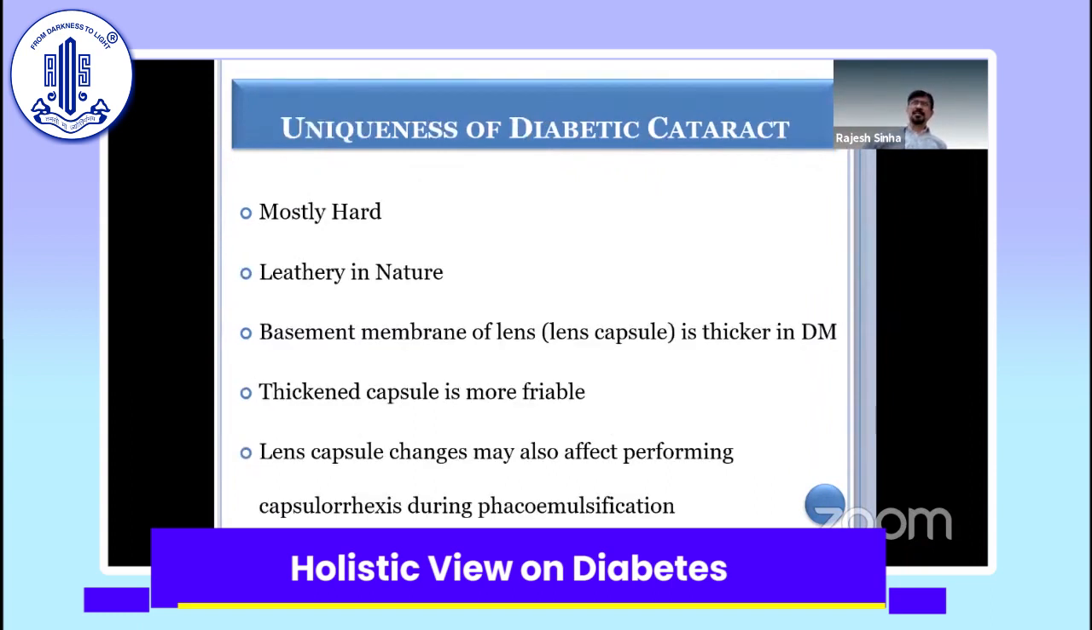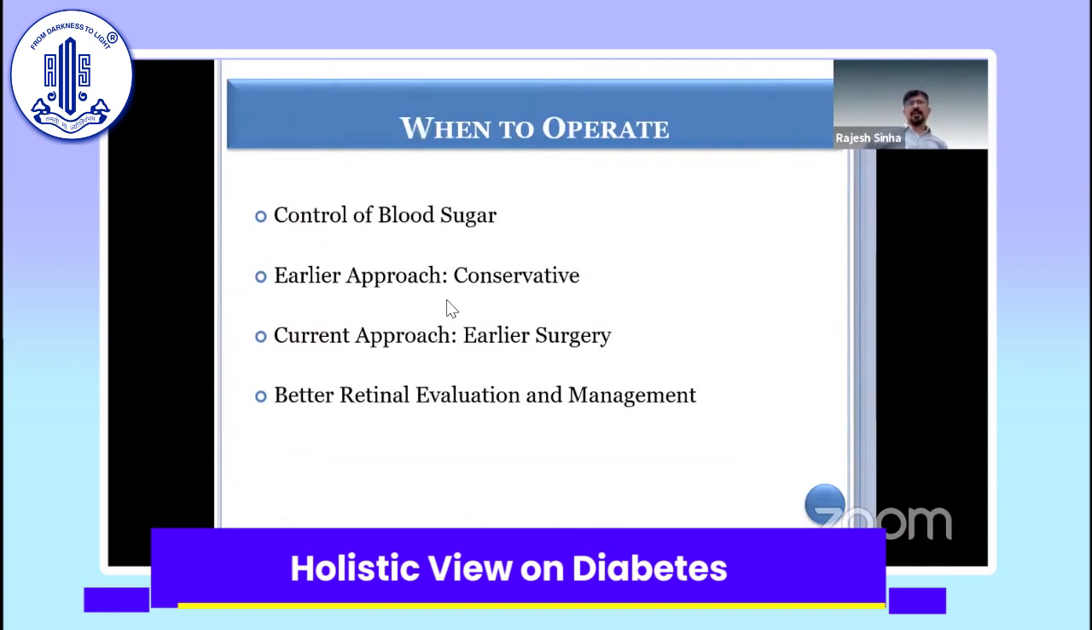These diabetic cataracts have some uniqueness because diabetes is a disorder of the basement membrane. So it works on the lens capsule, makes it thick and fragile, and one feels that while doing capsulorhexis. And of course, the nucleus is quite hard and leathery in nature.